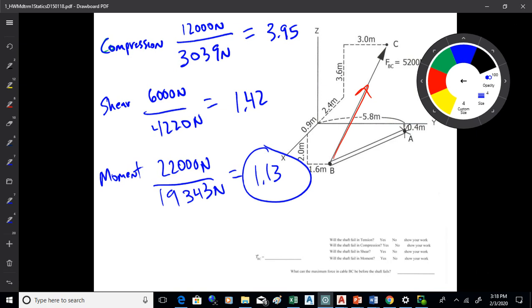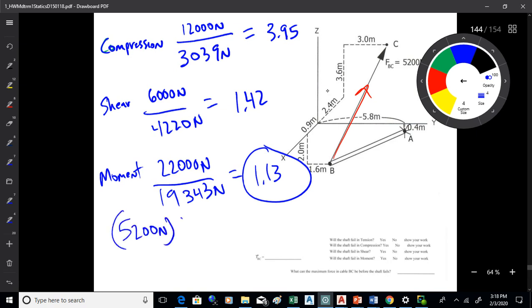So all I have to do now is take the 5,200 newtons and multiply it by 1.13, and that will get me up to the load that would cause the shaft to fail on account of the moment about A. So 5,914 newtons would be the value that would cause the shaft to fail.